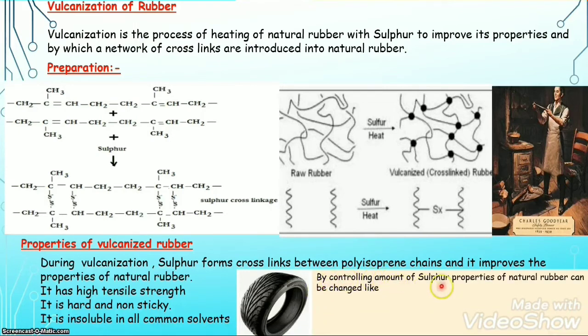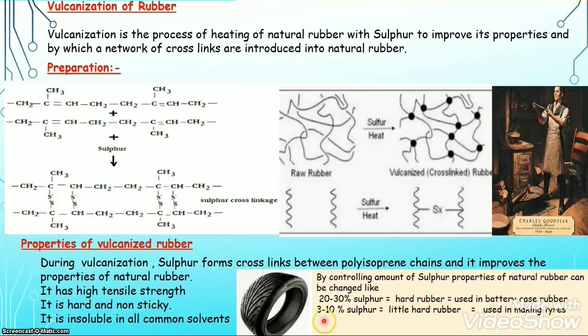By controlling the amount of sulfur, properties of natural rubber can be changed. During the vulcanization process, if we are taking 20 to 30% of sulfur, then vulcanized rubber becomes hard and it is used in battery case rubber. If we are taking 3 to 10% of sulfur, then vulcanized rubber becomes a little hard and it is used in making tires. If we are taking a very small amount like 1 to 3% of sulfur during vulcanization, then vulcanized rubber becomes soft and it is used in rubber bands.